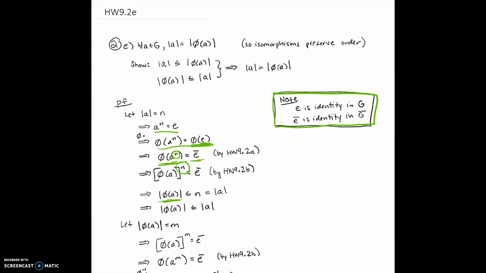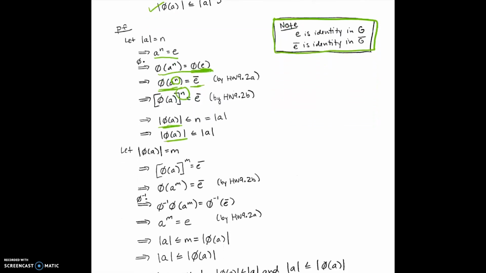So if the order of phi of a is less than or equal to n, that means that the order of phi of a is less than or equal to the order of a. So we proved one direction. We proved this direction right here. So now we're going to try to prove the other direction.